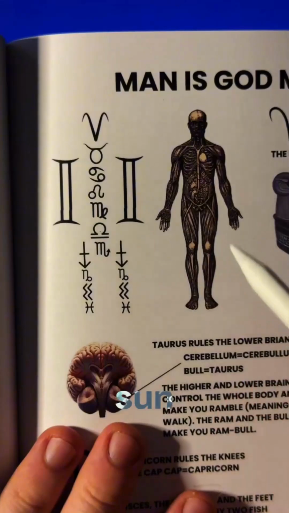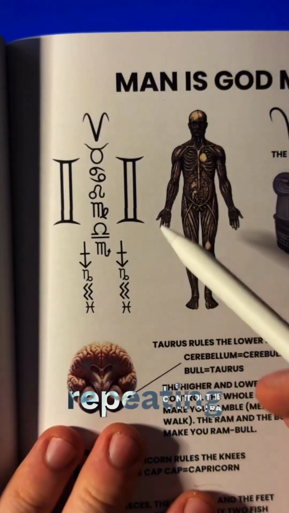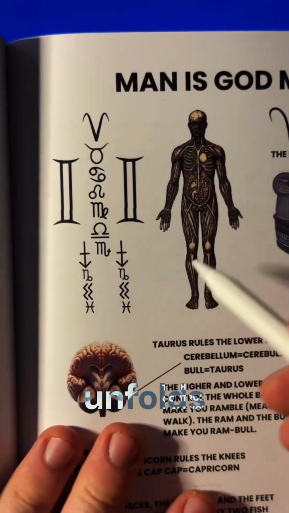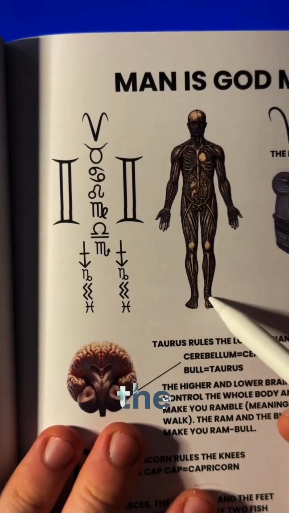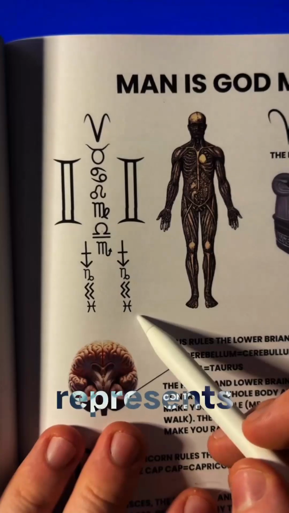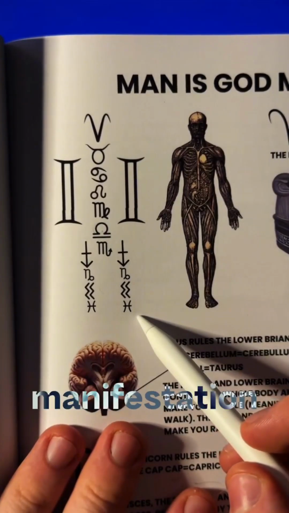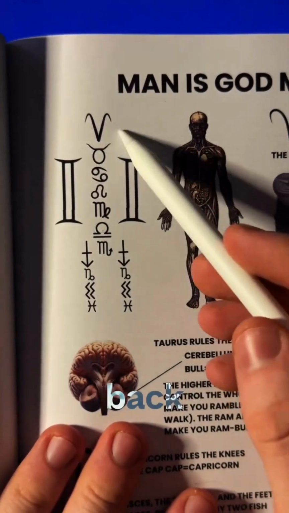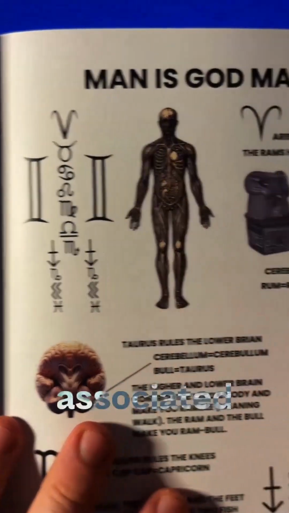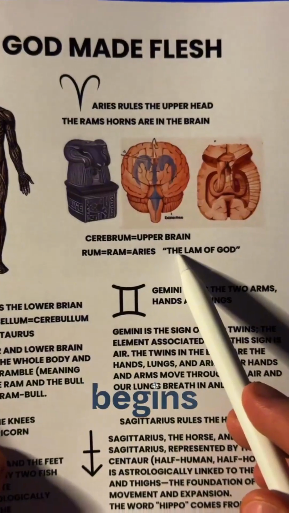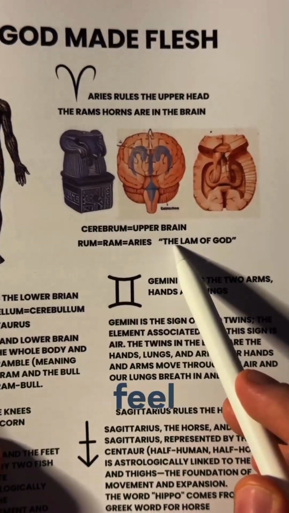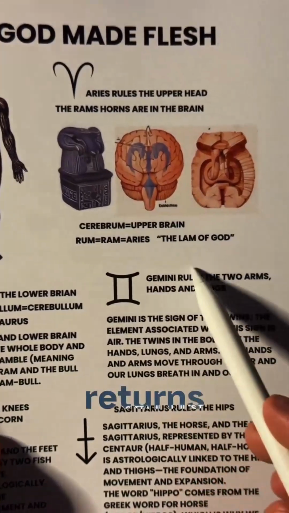Just as the sun moves through the zodiac in repeating cycles, human consciousness unfolds creation in the same way, expressing energy through the subtle layers of the being. Pisces, linked to the feet, represents the completion of the manifestation cycle and the return back to Aries. Aries is associated with the head and the brain and the mind, where thought begins again. We think, we feel, we act. Then the cycle returns back to thought.